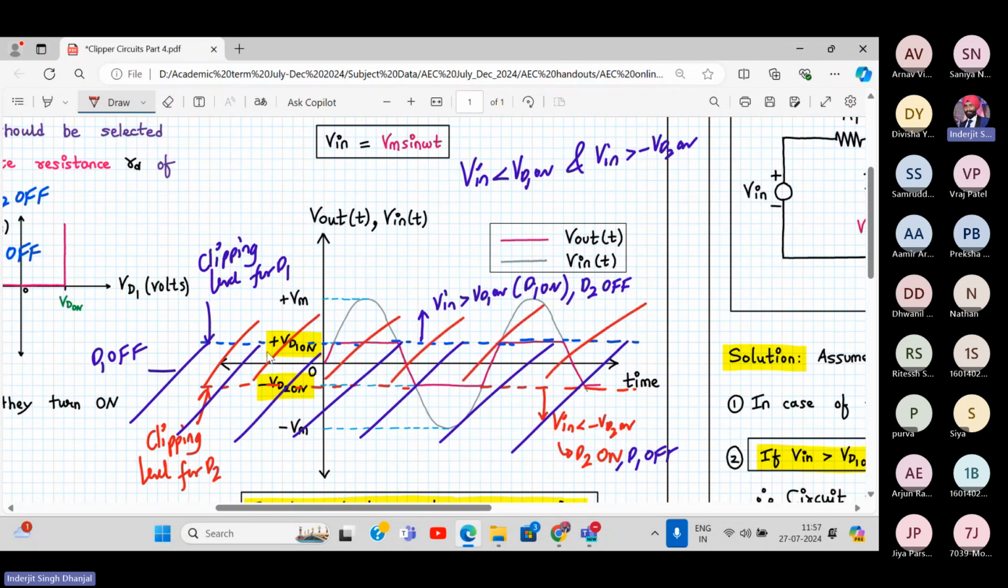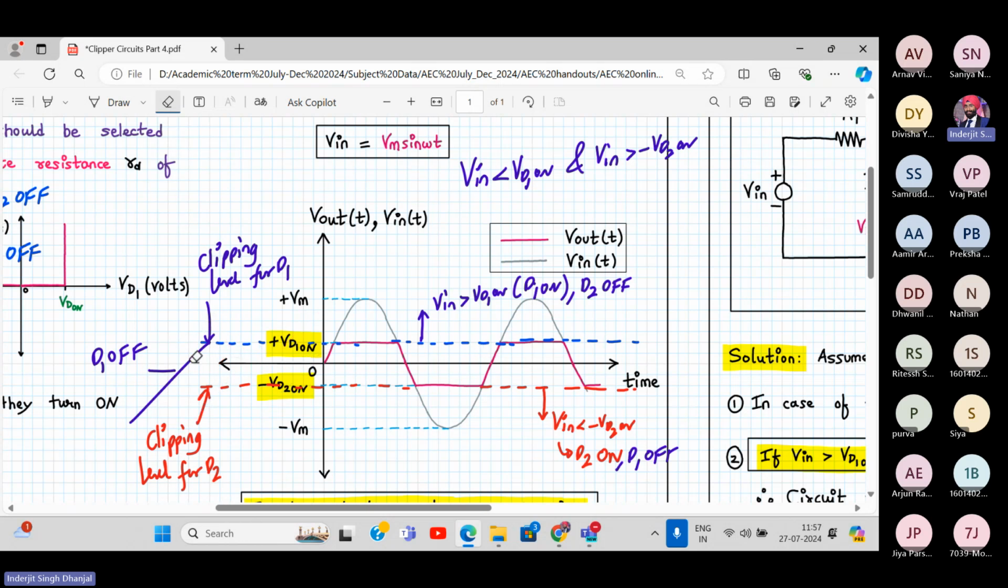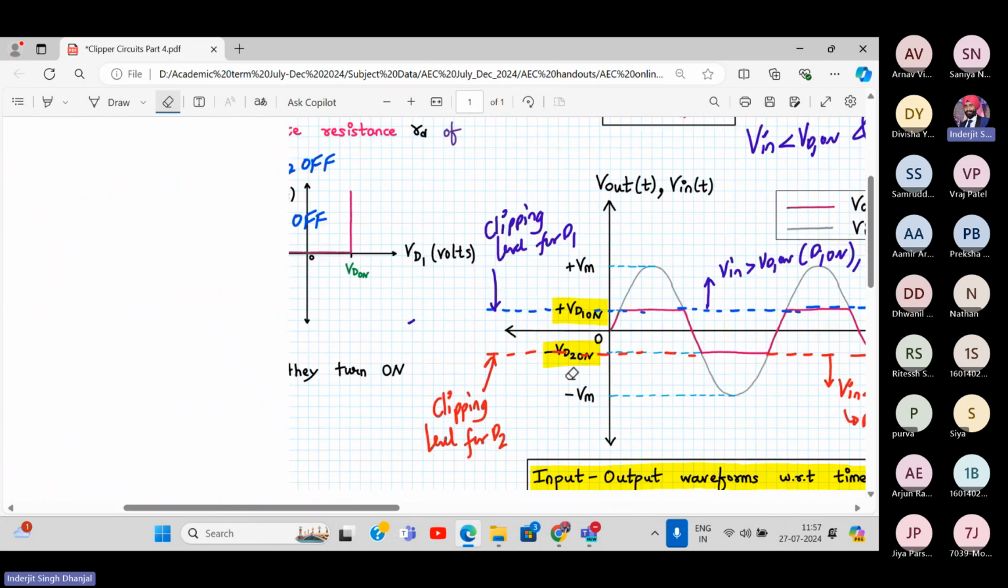So which is the common point? This is the common point when D2 is off. Let me just remove these lines now for somewhat clarity. Okay, so I hope you have understood. In between these two regions, that is whenever Vin is less than VD1 on and greater than minus VD2 on, both the diodes will be off.